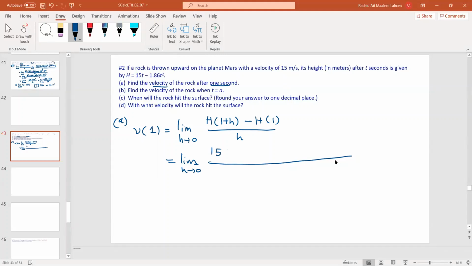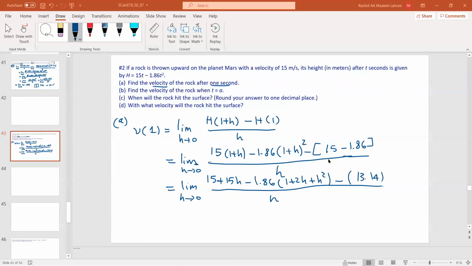So 15 times (1 plus h) minus 1.86 times (1 plus h) squared minus h of 1, so 15 minus 1.86. And I'll pause the video here and give you, or probably you also should pause here and write down and then see after this whether you're coming up with the same thing. Because that's the purpose of these drills, to be able to do these algebraic processes.